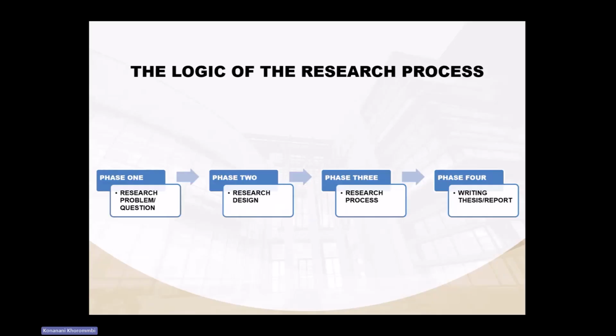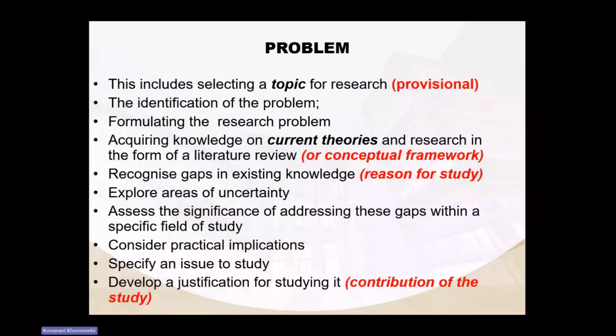In terms of the problem, this includes selecting a topic for research. And the reason why I put provisional there, that is my own thought, it's not from the author. Because when I read a lot of literature, literature tells me that your research topic, particularly if you're doing qualitative research, social science research, your topic would mostly be provisional. You have a topic that you want to investigate before you can even undertake literature review.